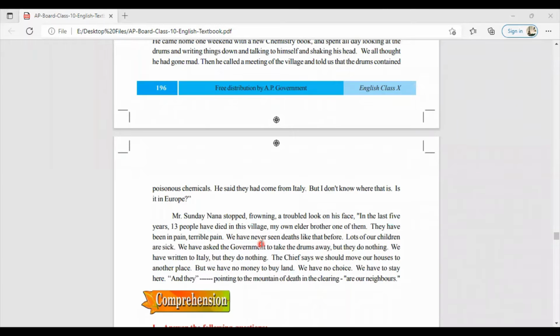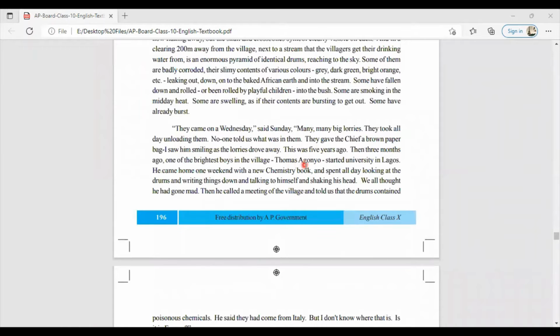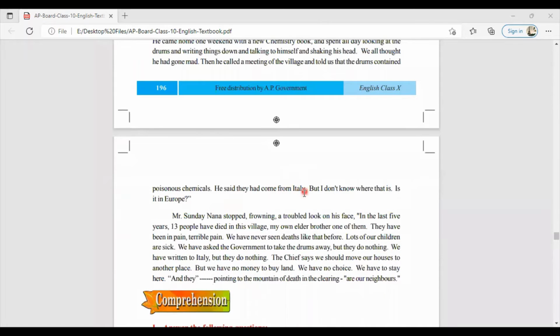Later, a boy named Thomas Agonio, one of the brightest boys in Cocoa Village, explained to the villagers that the drums contained poisonous chemicals and had come all the way from Italy. Because of those drums, 13 people have already died in the village and lots of children were sick in the last 5 years.